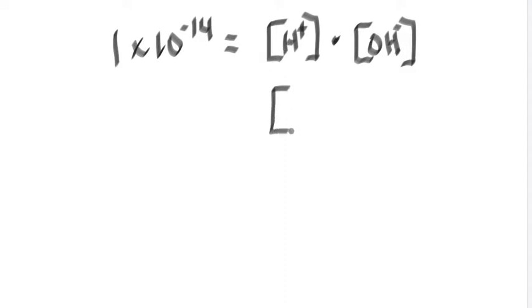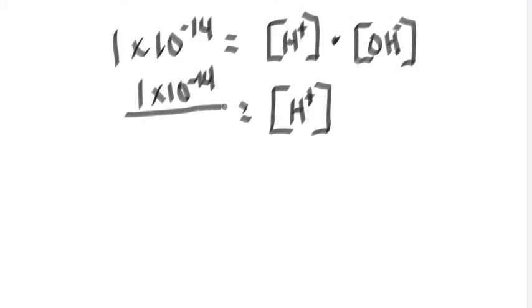So if we just do some simple algebra, the hydrogen ion concentration is equal to 1 times 10 to the negative 14th divided by, we're dividing both sides by OH to solve for H, the concentration of the hydroxides. So if we know the OH, we can solve for H. It's just 1 times 10 to the negative 14th divided by whatever the OH is. So let's try a problem.